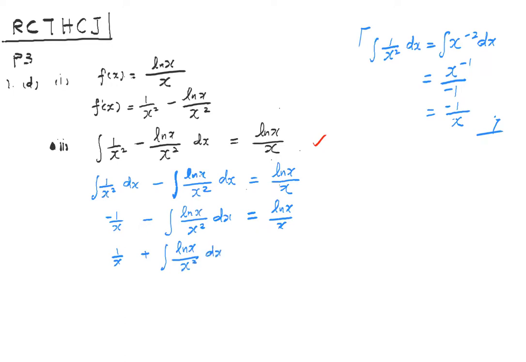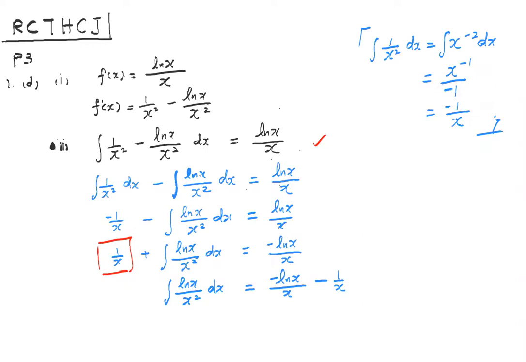is equal to negative ln x over x. So therefore, integral of this will be equal to negative ln x over x, take away this term. When you move to the other side, it becomes take away 1 over x. Done.